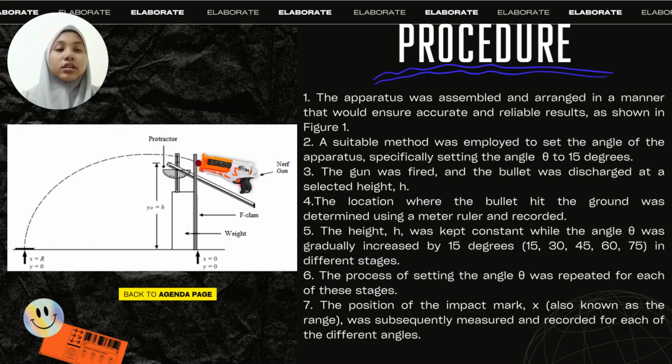We record the result. For the H, which is height, it was kept constant, and the angle theta was increased by 15 degrees in different stages. The process of setting the angle was repeated for each stage. The position of the impact mark, which is X, was measured and recorded for each different stage.